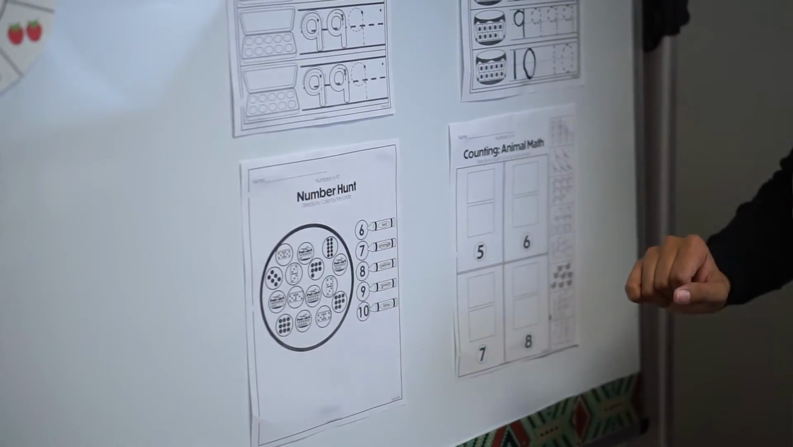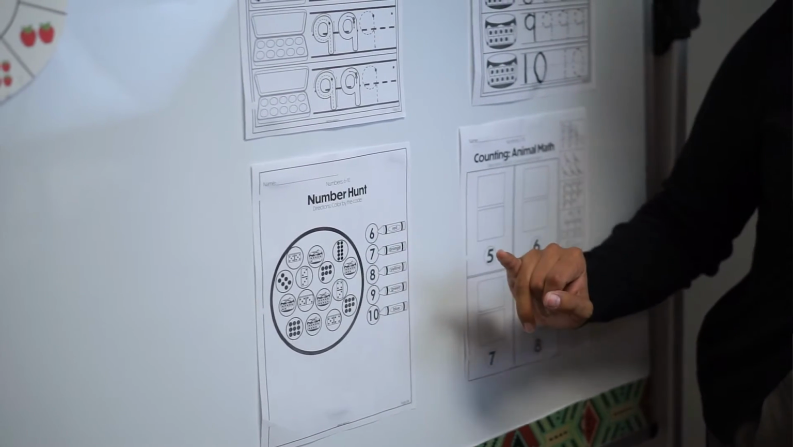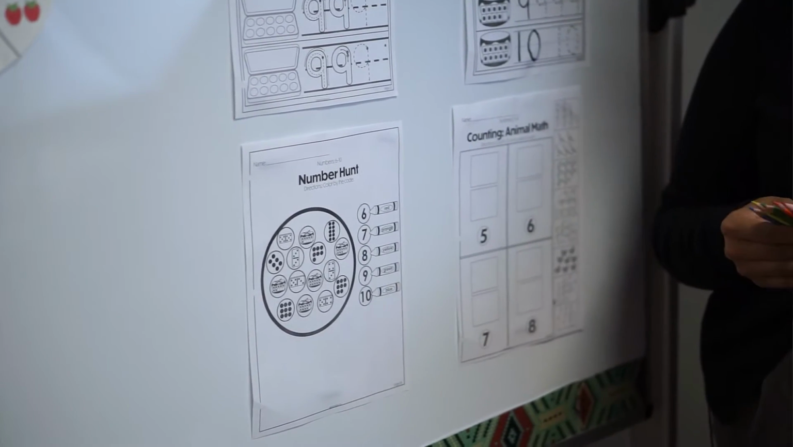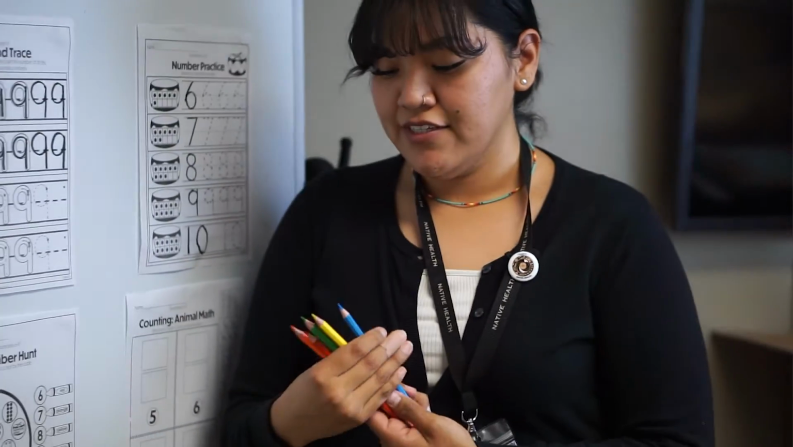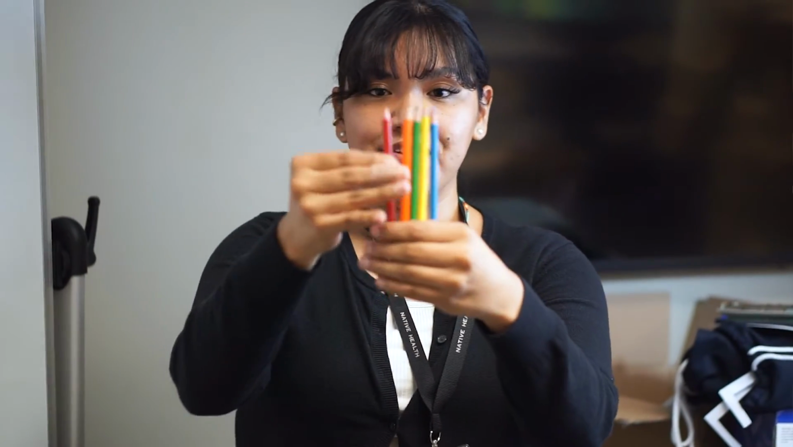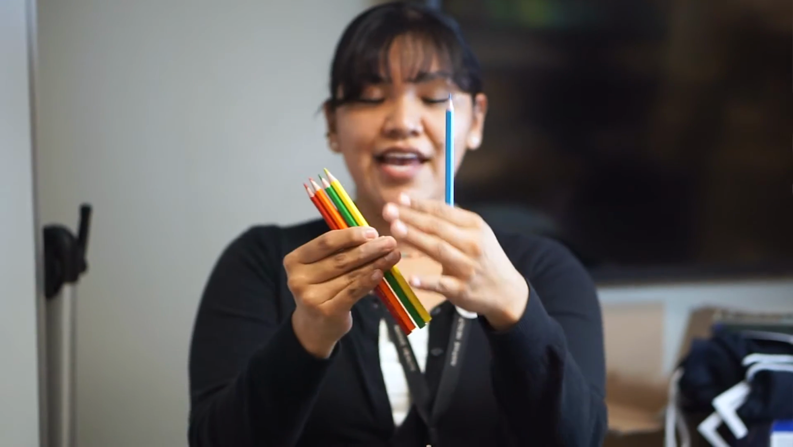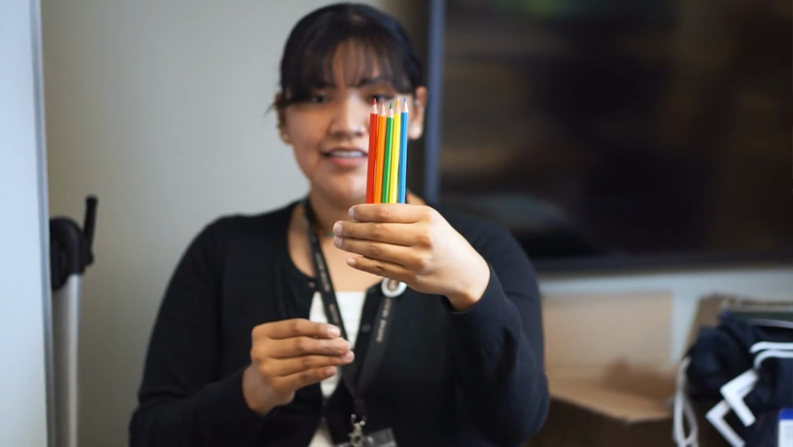All right, so the directions say color by the code. The colors that we will be using today are red, orange, yellow, green, and blue. So these are the colors that we will be using today. So everyone get out these colors. All right, so we have red, orange, green, yellow, and blue. Have these colors out. All right.